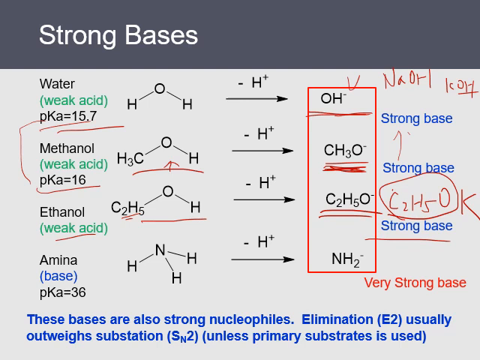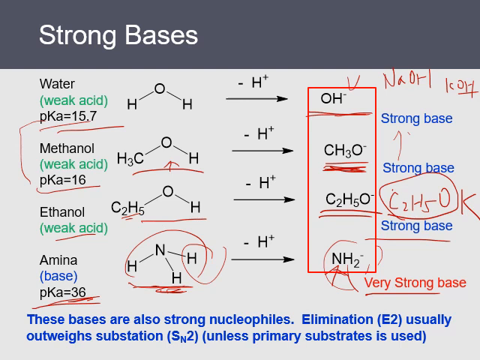Now here, amine, it's ammonia. The pKa is 36. A large pKa means a very weak acid, so this is a weaker acid than water. So when you deprotonate it, the conjugate base becomes an even stronger base. Among all these bases, NH2, that's amide, is the strongest base. It desperately wants to get a proton.